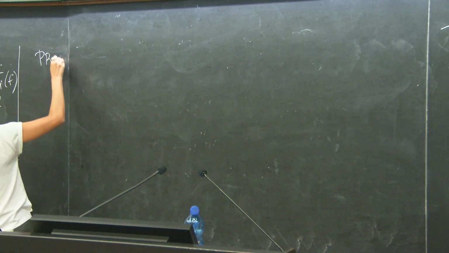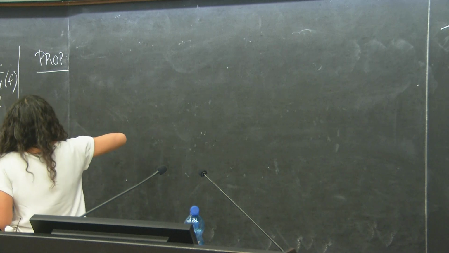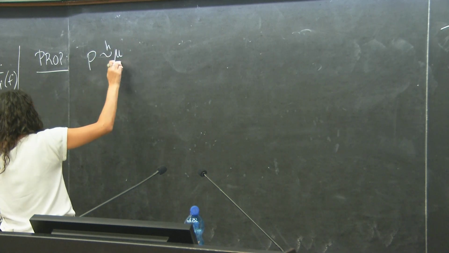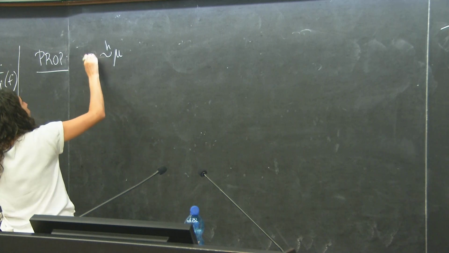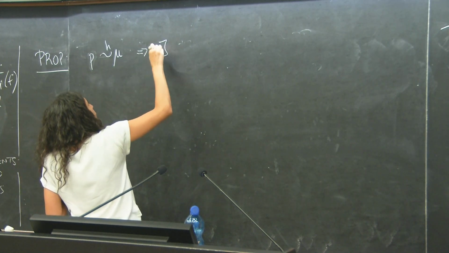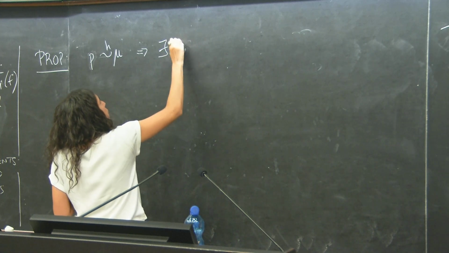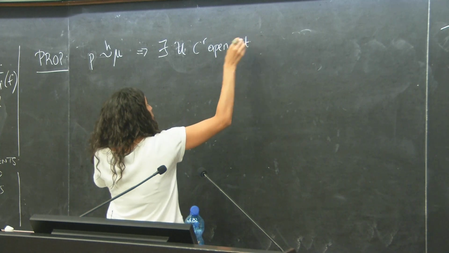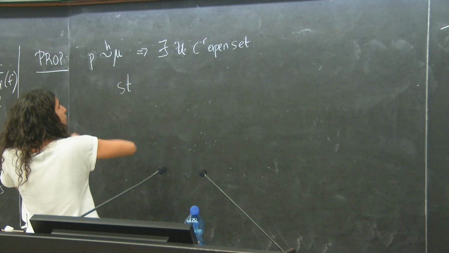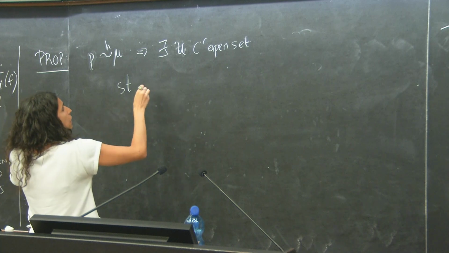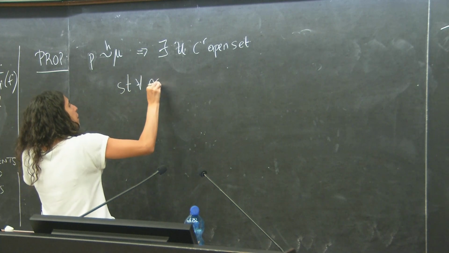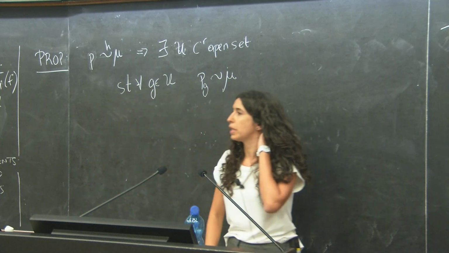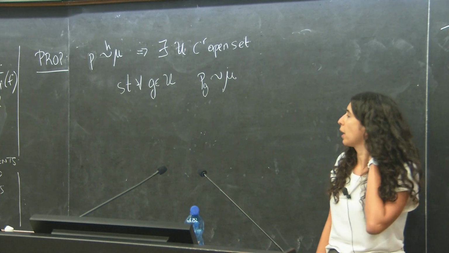So in order to apply the criterion, I need this proposition. If the point is homoclinically related to the measure, and the measure now is volume, then there exists an open set such that for every point here, the continuation of the periodic point is also going to be homoclinically related to the measure, okay?